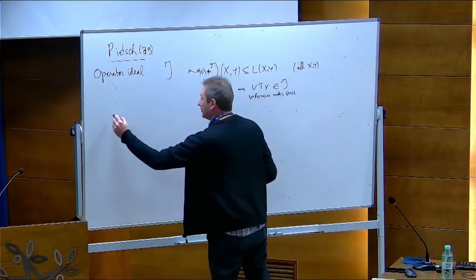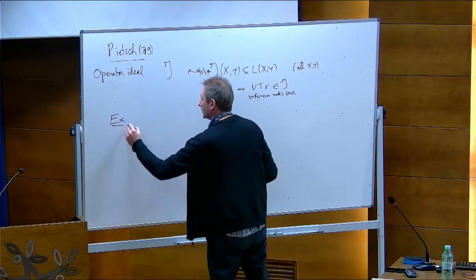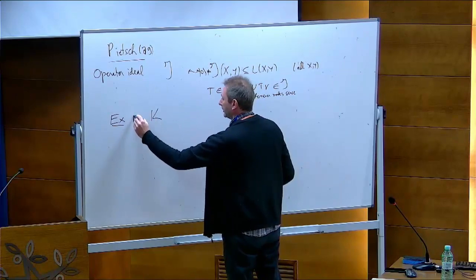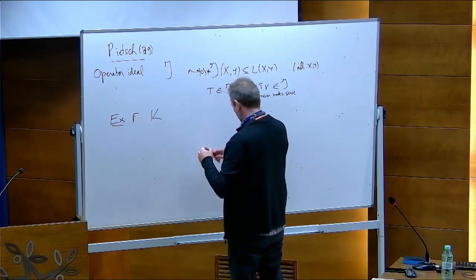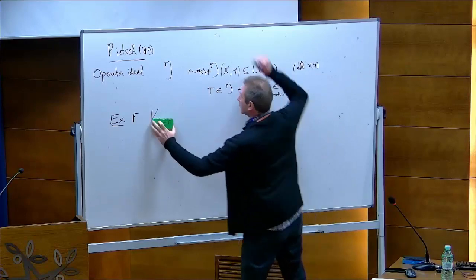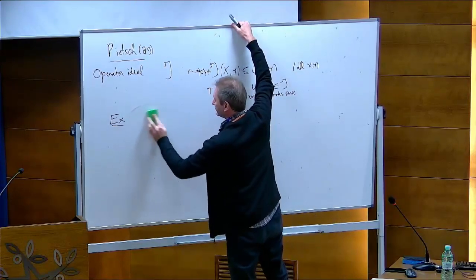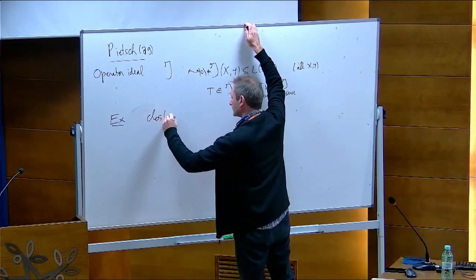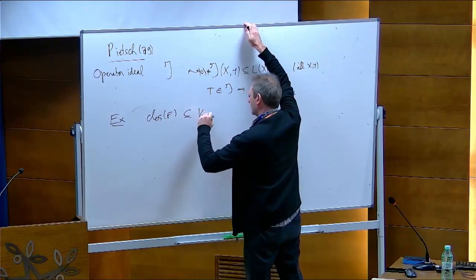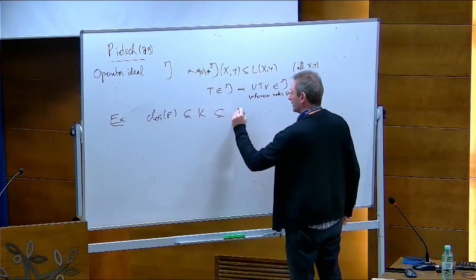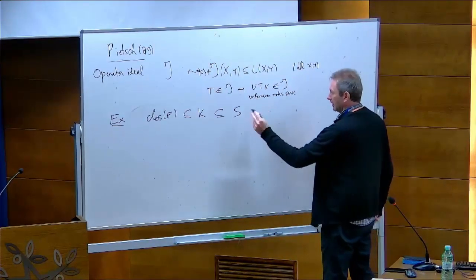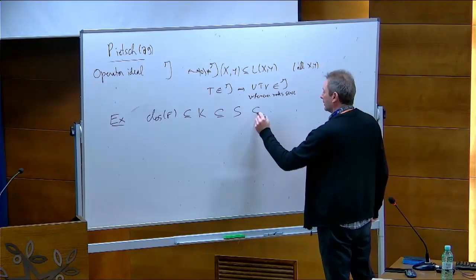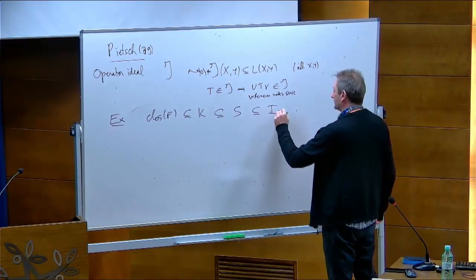So, important examples. Compact operators, well, actually, you could start with the closure of finite rank operators, then compact. I will mention here strictly singular operators. We won't really need them, so I won't define them. And I will add something here: inessential.